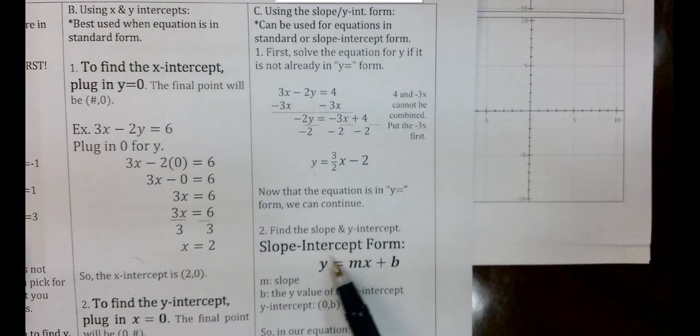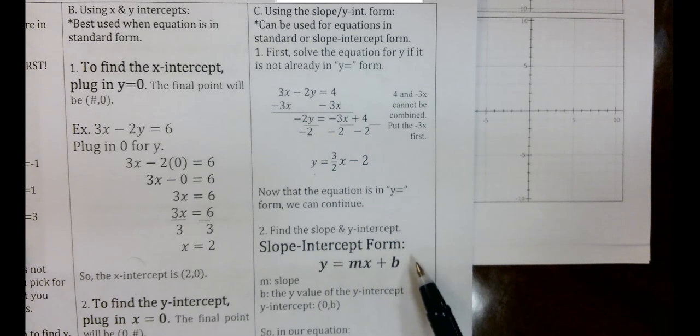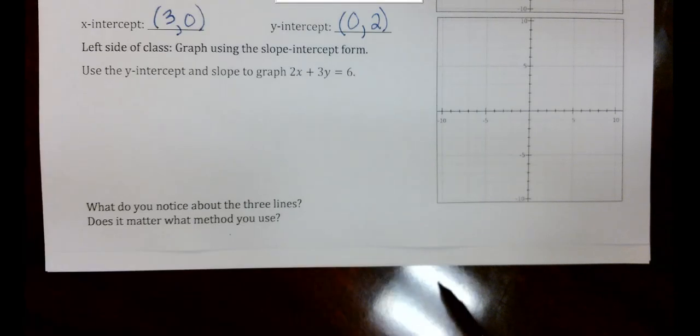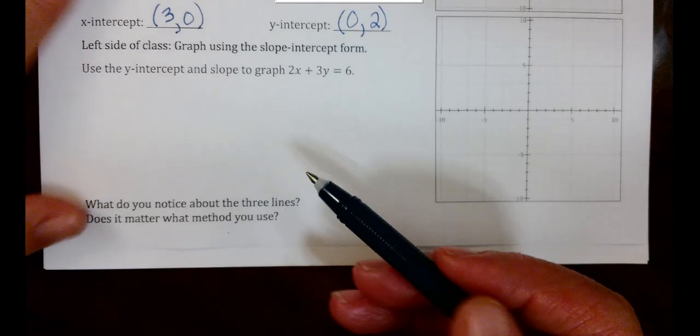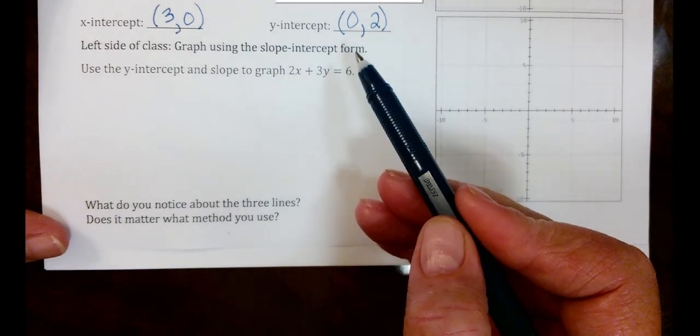So our slope and y-intercept is the one that you're probably most familiar with, y equals mx plus b, where m is the slope and b is the y value of the y-intercept. If we were to write our y-intercept, it would be (0, b). Okay, so let's do that with our last problem on number 1, graph using the slope and y-intercept.